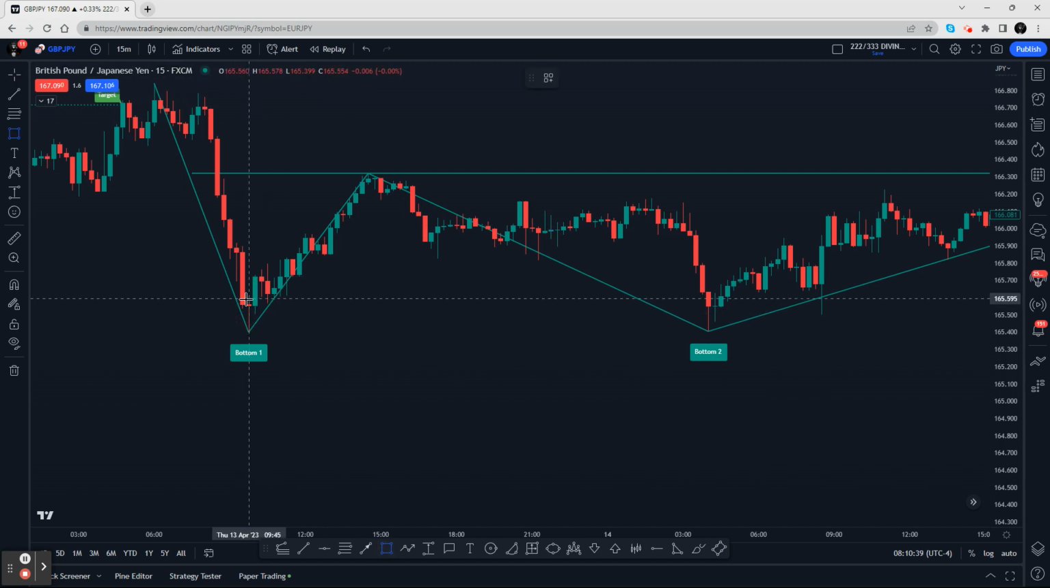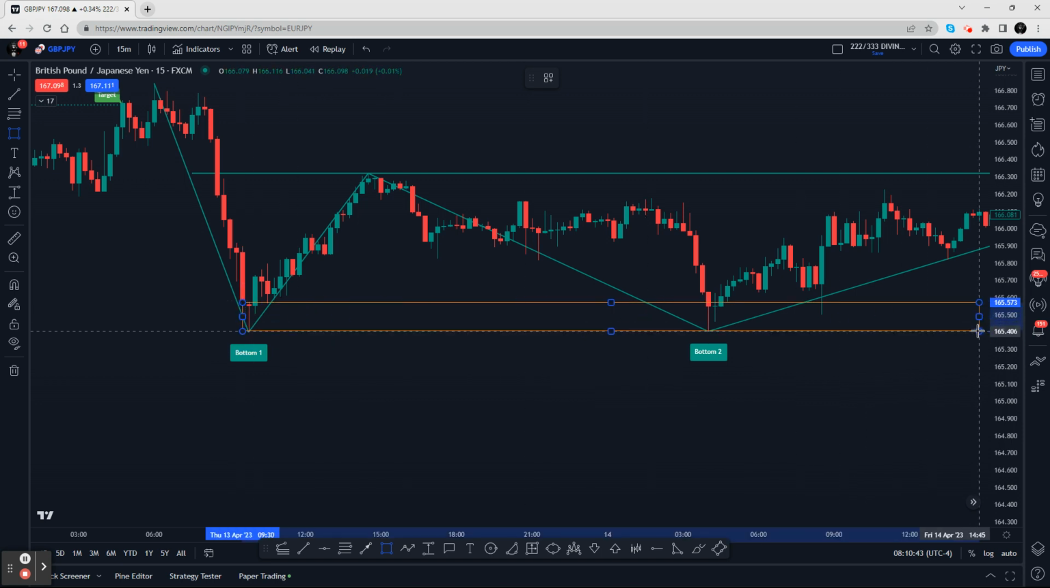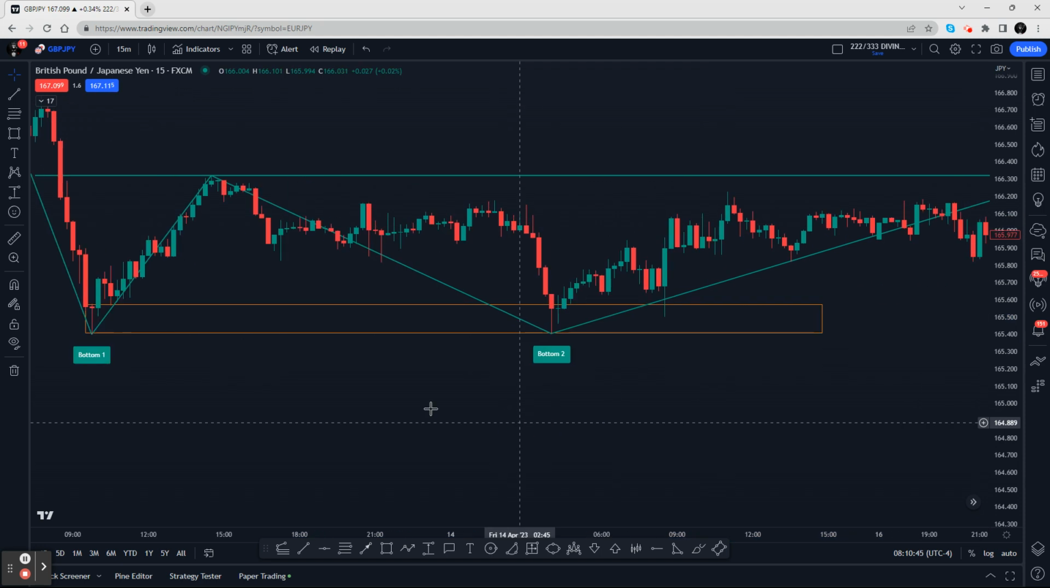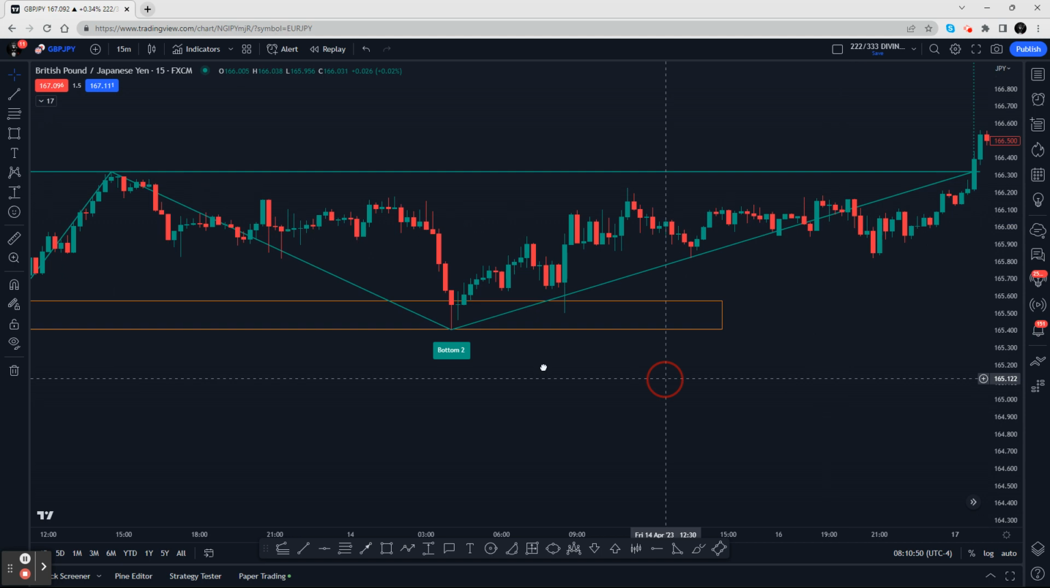We're gonna draw this as our demand zone, and we're gonna draw all the way across. And look what price is doing, guys. Look what price is doing. Bam, bam, bam. All right, come on now.